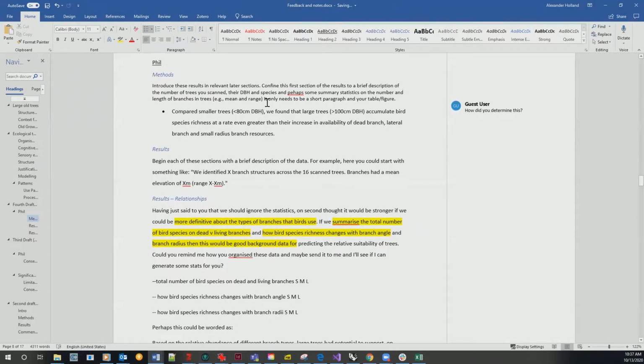This video is just explaining the data I used to make the claim. Compared to smaller trees, we found that larger trees accumulate bird species richness at a rate even greater than their increase in availability of dead branch, lateral branch, and small radius branch resources. And you might ask, how did I determine that?